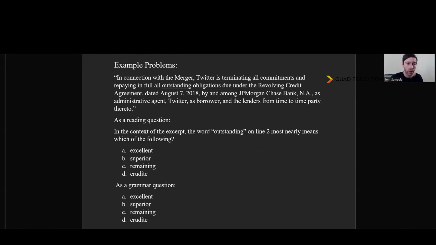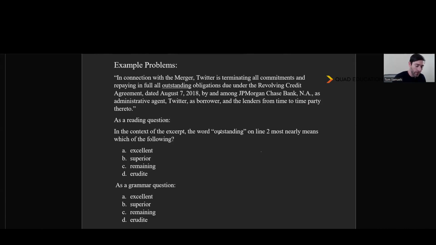So we'll read this excerpt really quickly, and I took this excerpt from a recent 8K filing by Twitter because of that big dumpster fire that's going on over there. I just found it interesting. In connection with the merger, Twitter is terminating all commitments and repaying in full all outstanding, that's our word, obligations due under the revolving credit agreement dated August 7, 2018 by and among JP Morgan Chase Bank NA as administrative agent, Twitter as borrower, and the lenders from time to time party thereto.